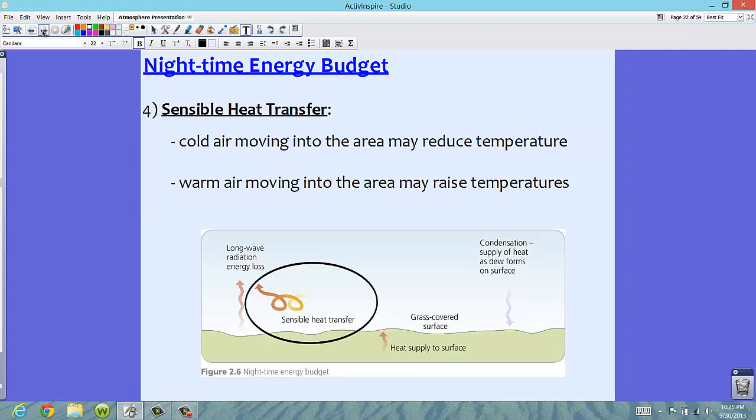Now the fourth one, sensible heat transfer. This is something that we also saw in the daytime as well. So remember, the sensible heat transfer is just the basic movement of parcels of air through the area. So at nighttime, perhaps we have some cold air moving in that could reduce the temperature, whereas warm air might move in, which raises the temperature. So it all depends upon the particular parcel of air that's moving around and the effect it will have in this particular area in the evening.